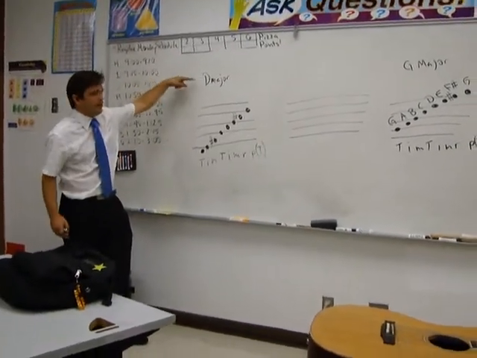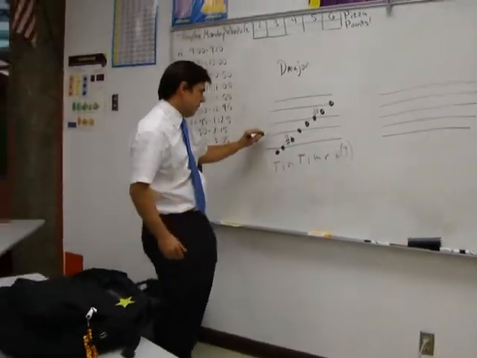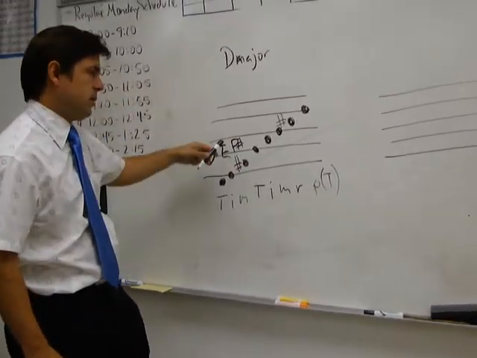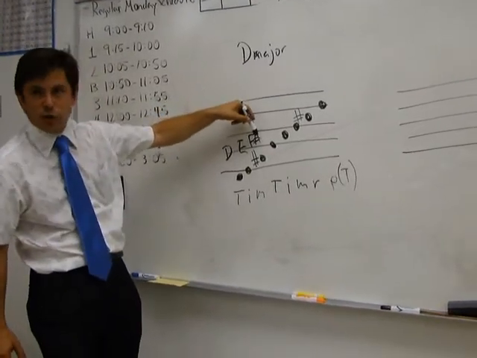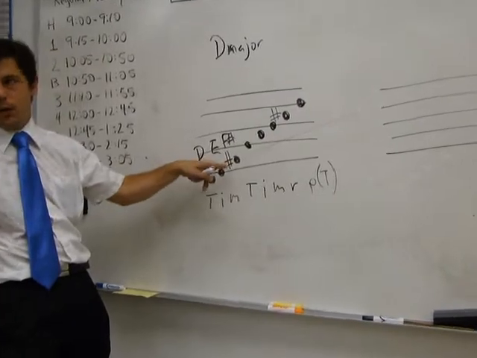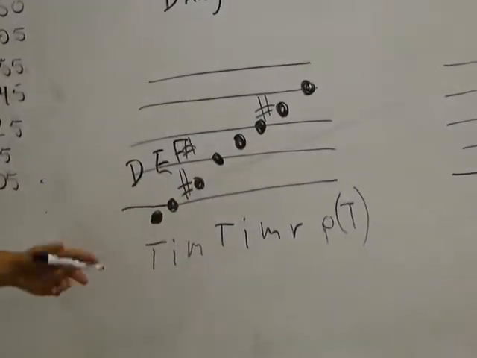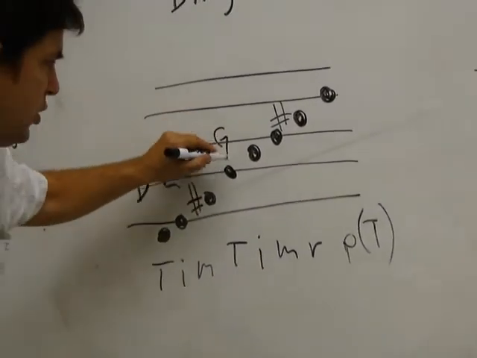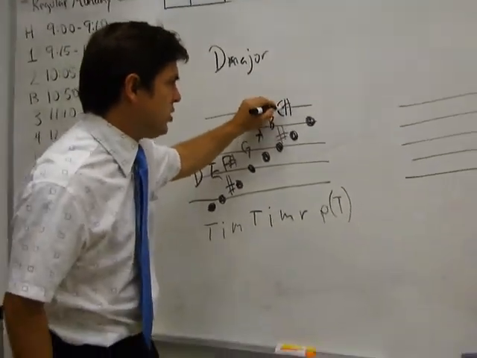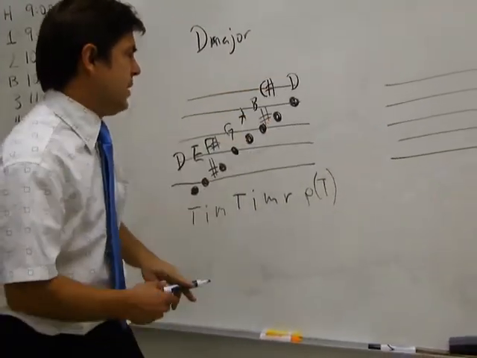Okay, so we've got the D major scale, which is D, E, F sharp, which, as you notice, you write the sharp after the letter when you're talking about the name of it, but you actually write it before the note when you're writing in notation. That's important to recognize. After the F sharp is a G natural, followed by an A, B, then a C sharp, and we finish at D.